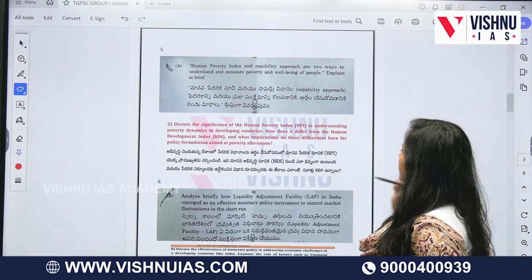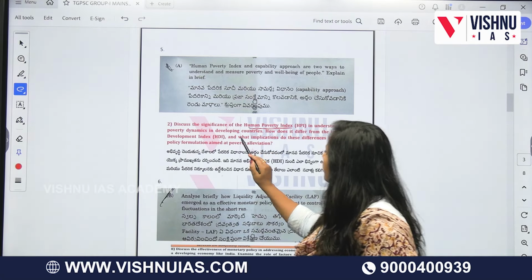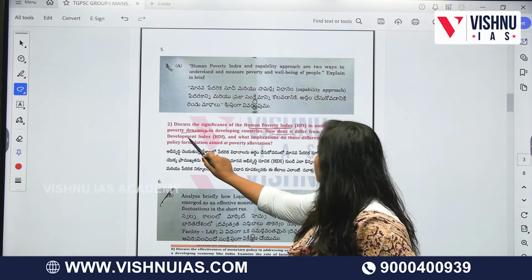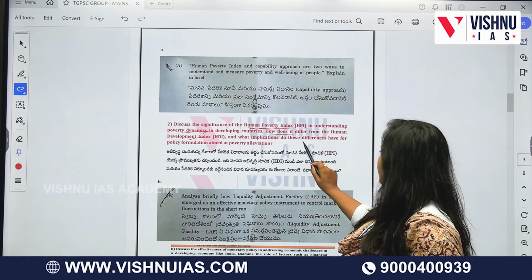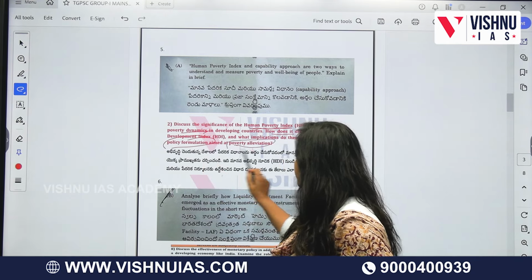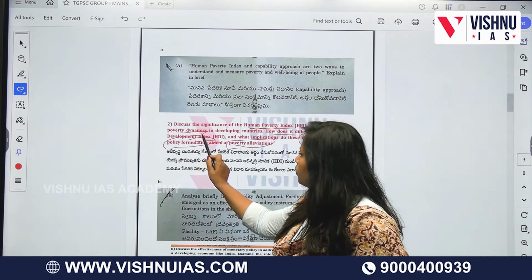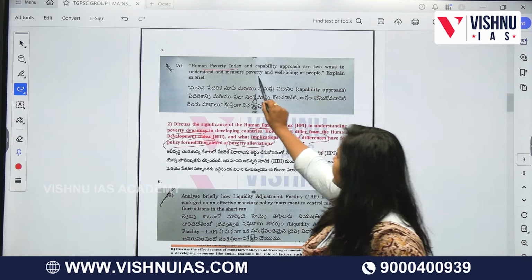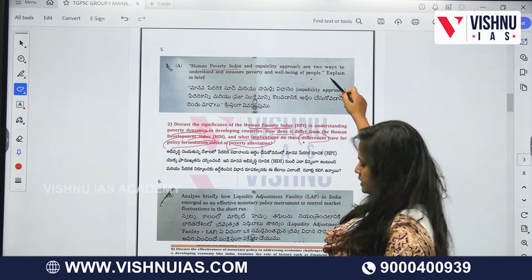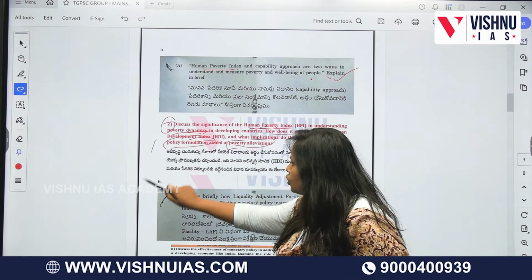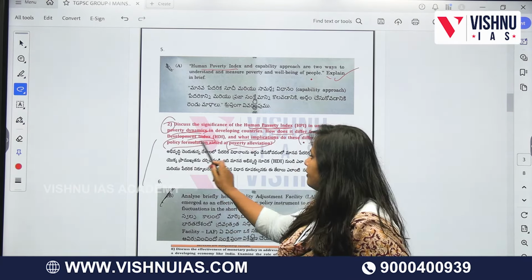Again, here we asked about the human poverty index and poverty dynamics: how does it differ from the human development index? What implications do these differences have for policy formation aimed at poverty alleviation? Focusing on the keywords, human poverty index and capability approach are two ways to understand and measure poverty and well-being of people. Explain. Simply, one who dealt with this question would have notes on the human development index. Definitely they could have tackled this question very easily.